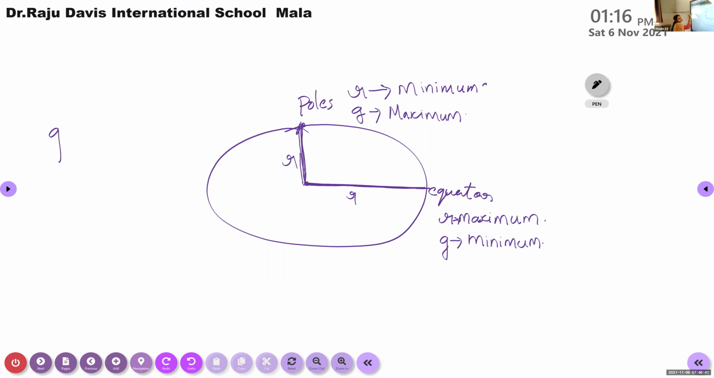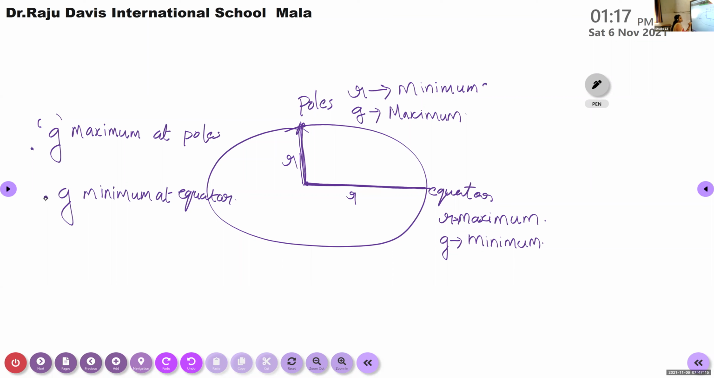The value of g is maximum at the poles. You must know the reason why the value of g is maximum at the poles. Because the radius is minimum. Towards the poles, the radius of Earth decreases. That's why the value of g is maximum at the poles. And the next conclusion that we draw from here is the value of g is minimum at the equator.